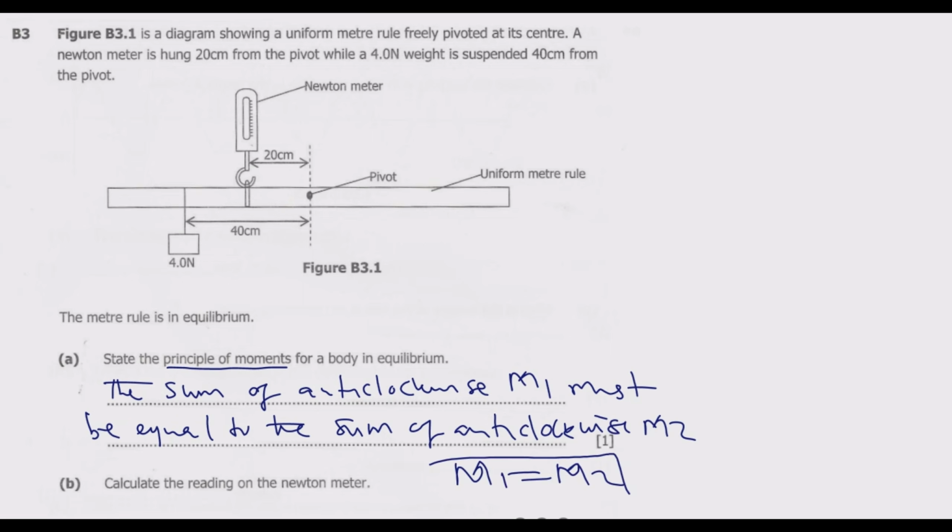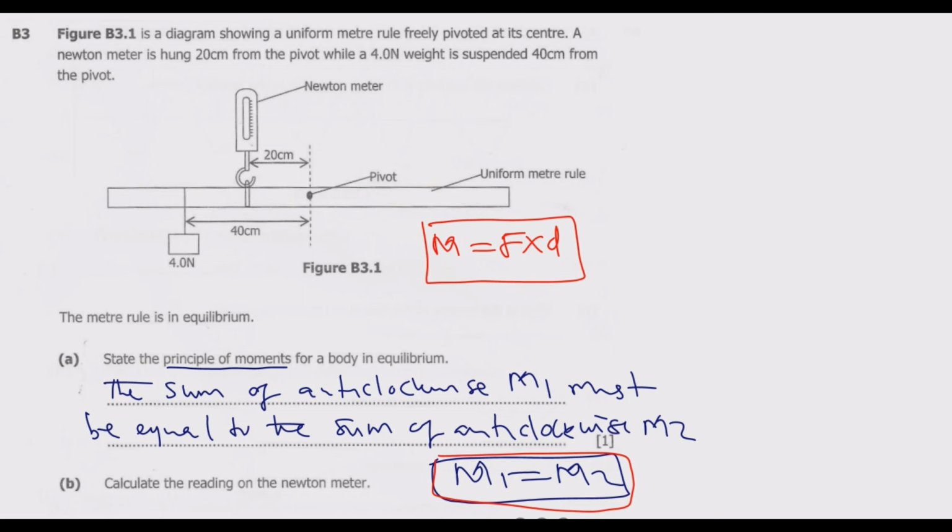So once this principle holds, the body will be in equilibrium, and we know what the moment is. The moment M is given by force times the perpendicular distance. This perpendicular distance should be in meters, and force should be in newtons. This is the moment. So once this holds, then the body will be at equilibrium.